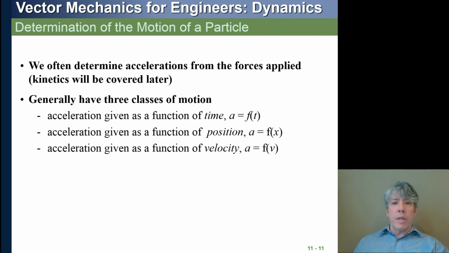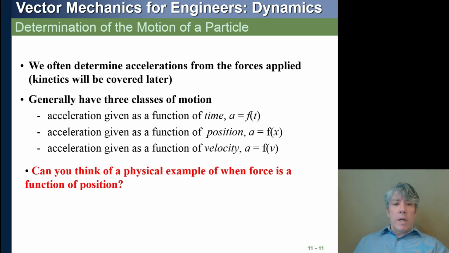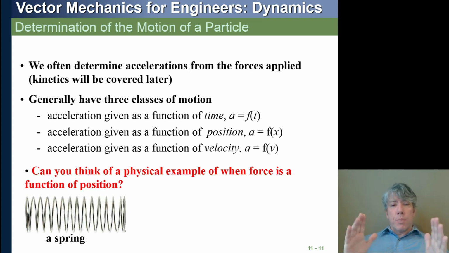Can you think of any situation where this might occur, where let's say acceleration is a function of position or a function of velocity? Well, in the case of a spring, for example, a spring's force is dependent on how compressed it is. In other words, the force from the spring, which is what will determine acceleration, is a function of position, and acceleration is a function of the force. Therefore, indirectly, the acceleration is a function of position. So that's one example.